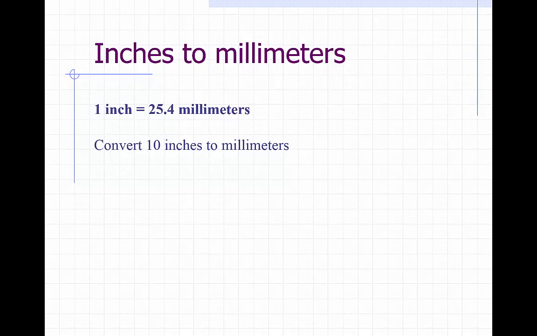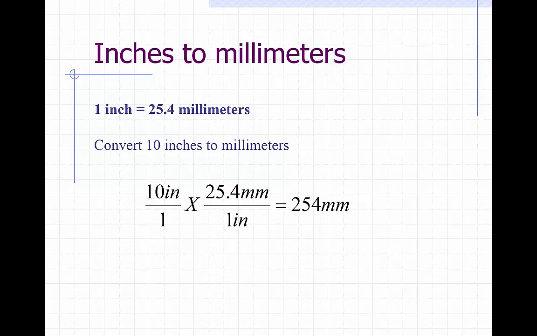Okay, let's go again. So here we have 10 inches and we want to convert that to millimeters. So we're going to put that in our same fraction form, 10 inches over 1 multiplied by the conversion factor. We're putting the inch on the bottom again and we're multiplying across, canceling off our inches, and that leaves us with 254 millimeters.